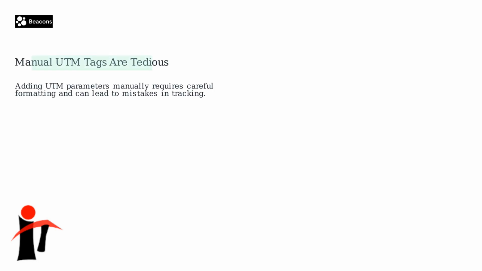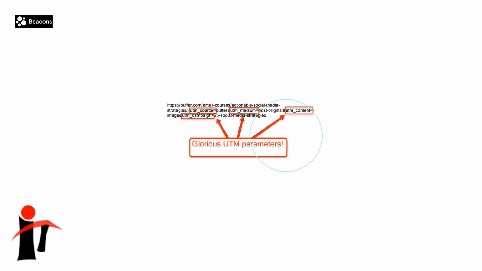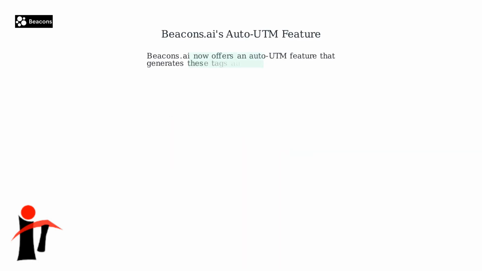Manually adding UTM tags can be tedious and error-prone. Each parameter needs to be formatted correctly to ensure proper tracking of affiliate links. For example, a typical affiliate URL with UTM parameters includes source, medium, campaign, and other tracking details that must be added manually. Fortunately, Beacons.ai offers an auto UTM feature that generates these tracking parameters automatically.